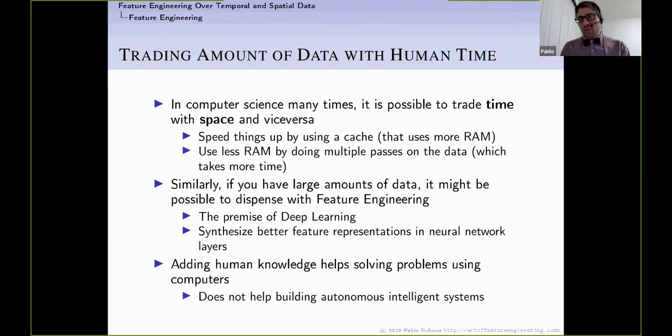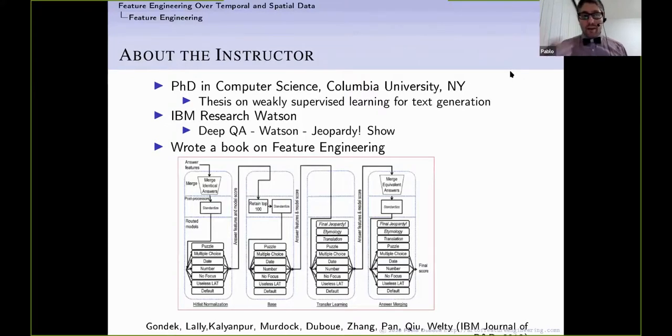Overall, the field has moved away from feature engineering as a way of building artificial general intelligence. Yes, because it doesn't help build autonomous intelligence systems, but it definitely helps solve problems. And many of the problems tackled by Fusemachines engineers fall into the categories of things that will take advantage of feature engineering.